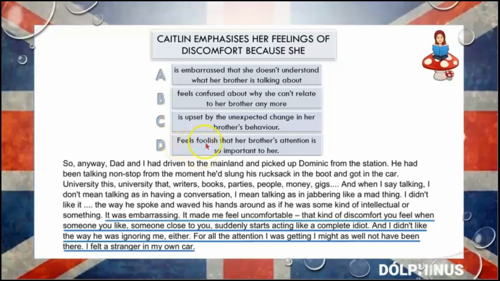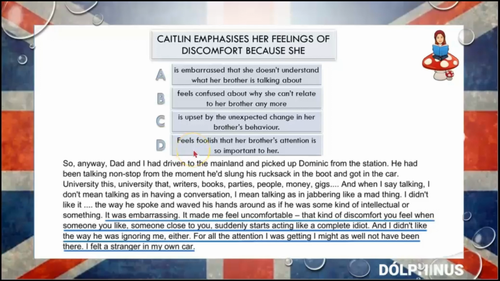D feels foolish that her brother's attention is so important to her. Where does it mention that her brother's attention is so important to her? Not mentioned. When in A it says is embarrassed, and here it was embarrassing, this is a word distractor. If the word in the text is similar to the word in the multiple choice, be very, very sure that the others are incorrect.